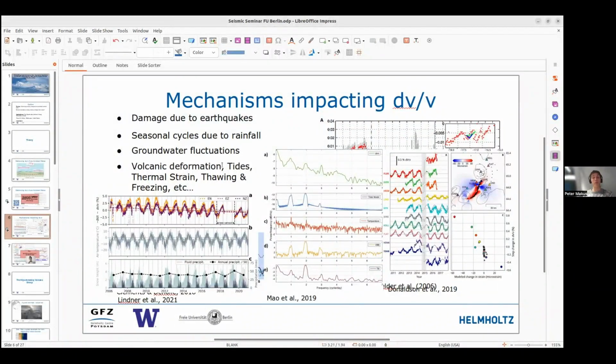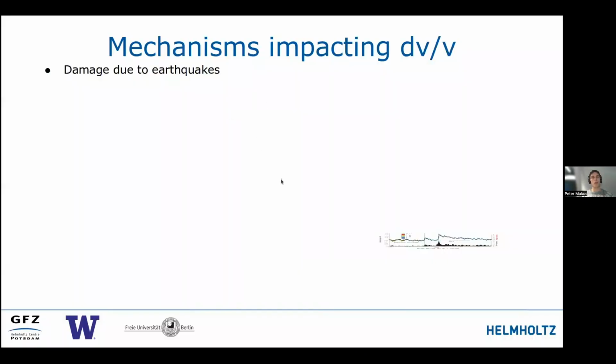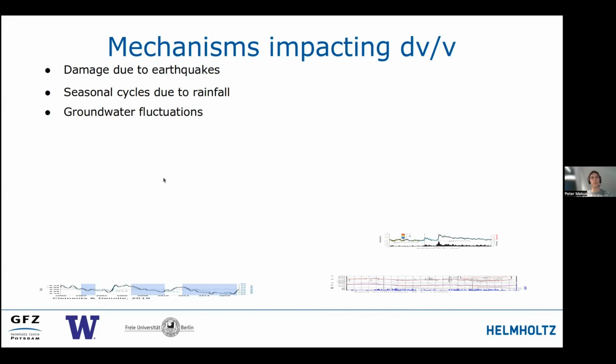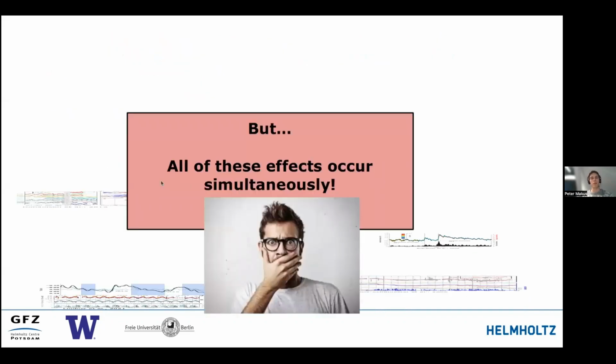And we have groundwater fluctuations, volcanic deformation, which is mainly why I'm here right now. We see solar and lunar tides, we see thermal strain, thawing, freezing, we see a whole lot of things. And unfortunately, we often see them not separately, but together. So we have to try and unravel all of these changes that are mixed up together, and then find out what we're looking at.